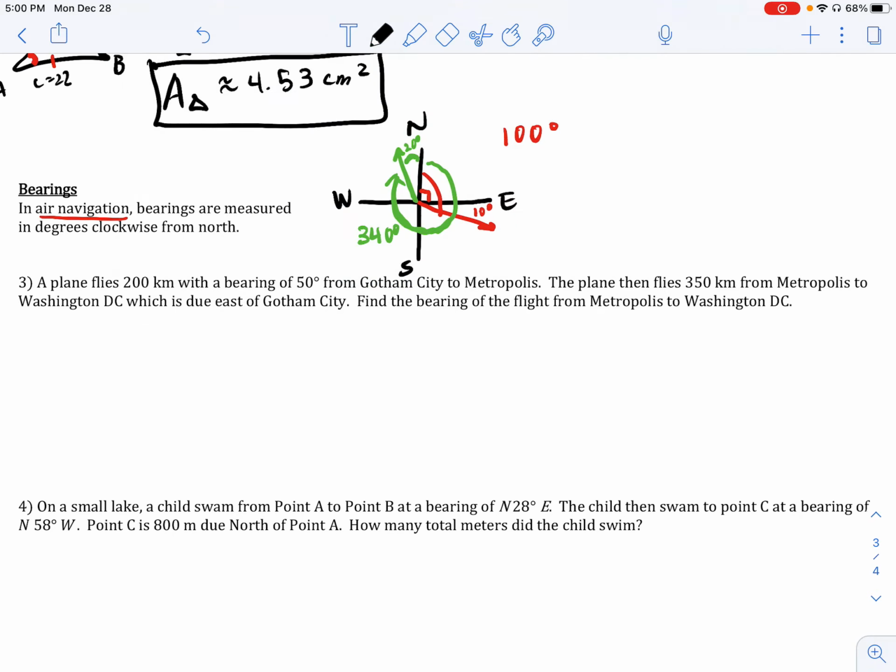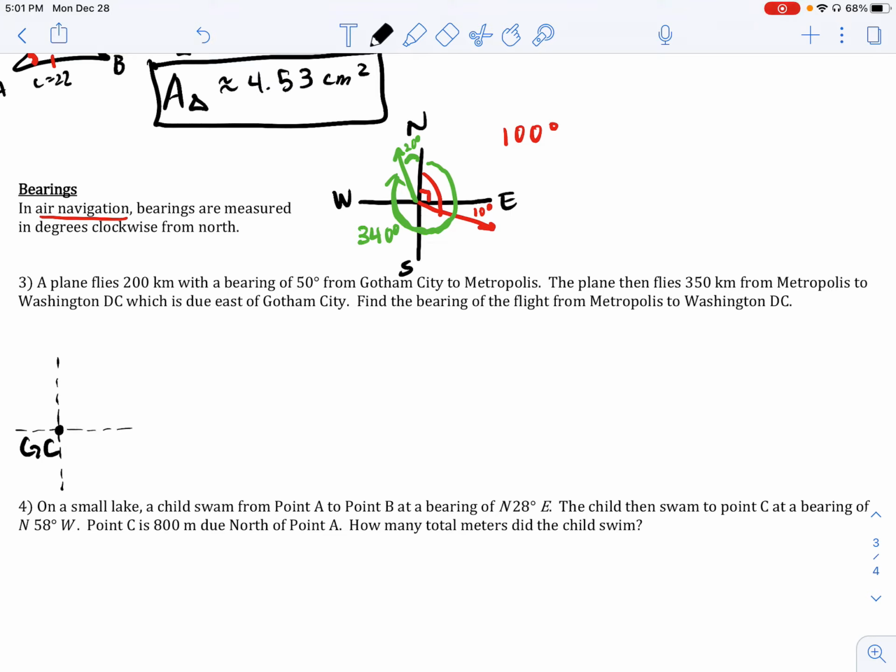So we've got a problem where a plane flies 200 kilometers with a bearing of 50 degrees from Gotham City to Metropolis. I'm going to label Gotham City as this point here. It is flying with a bearing of 50 degrees, but it flies a distance of 200 kilometers. So think about what that bearing of 50 degrees looks like. Well, I'm going to draw my north vertical line, with a bearing of 50 degrees from Gotham City to Metropolis.